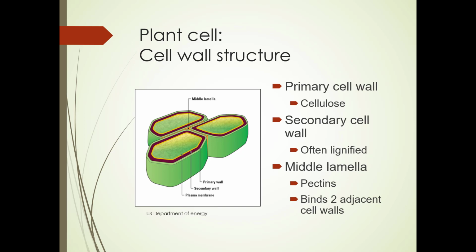So cell wall structure is both primary and secondary, and primary cell wall is made of cellulose, while the secondary cell wall is often lignified. Lignin is a component of wood, and so these tend to be harder, and we'll talk about that as well a little bit later. The middle lamella is made of pectins, and it binds these two cell walls together.